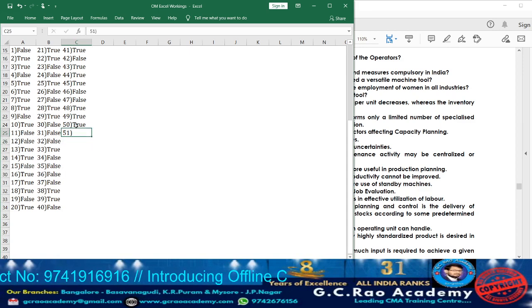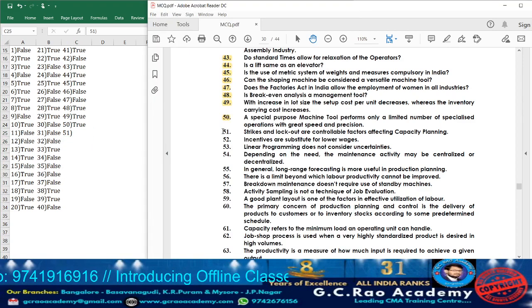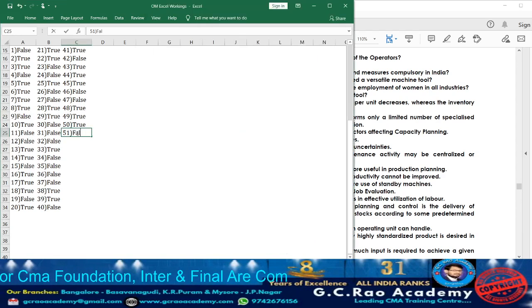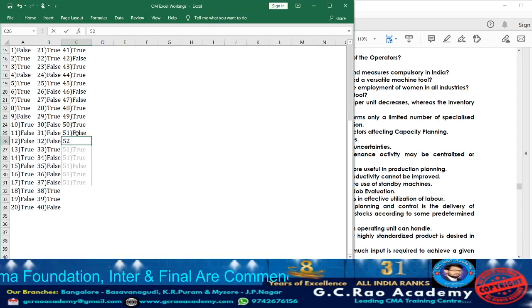Now moving on to statement 51. What they're telling, strikes and lockouts are controllable factors affecting capacity planning. Sorry, strikes and lockouts are uncontrollable factors. Those factors cannot be controlled by the management. So the statement is false. Take down statement 51, it is false.